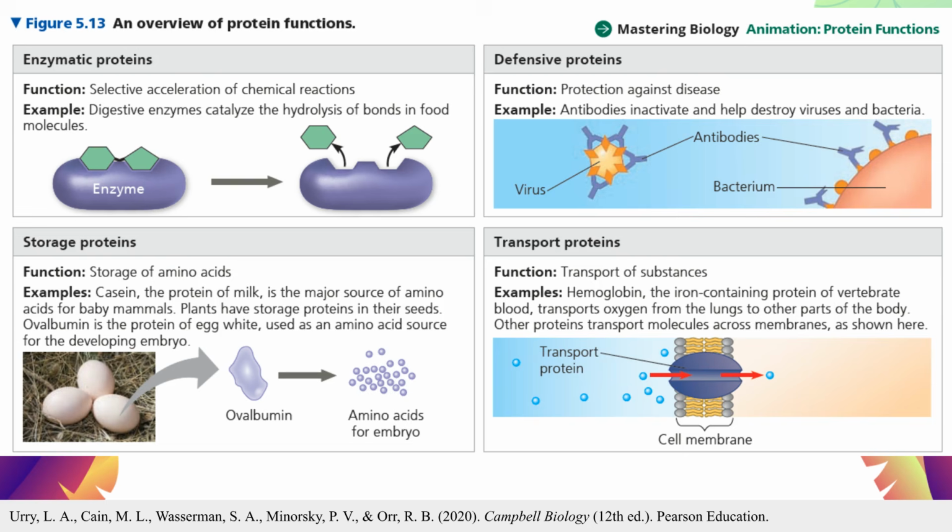Proteins perform several essential functions in the body. Enzymatic proteins, or enzymes, speed up chemical reactions by lowering activation energy, such as amylase breaking down starch and sucrase breaking down sucrose. Storage proteins store important substances for later use, such as ferritin storing iron and casein storing nutrients in milk. Defensive proteins, including antibodies, protect the body by recognizing and neutralizing pathogens like bacteria and viruses.